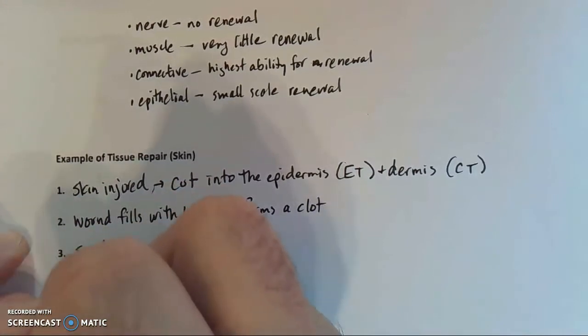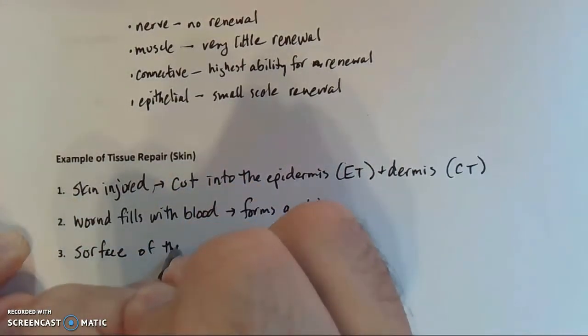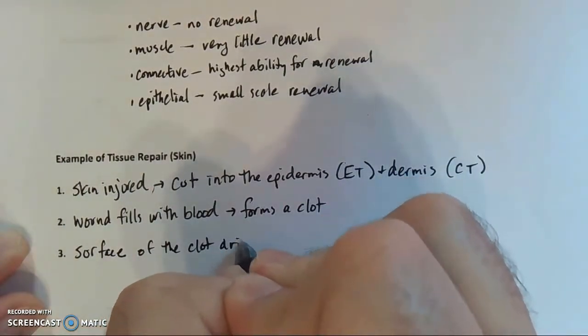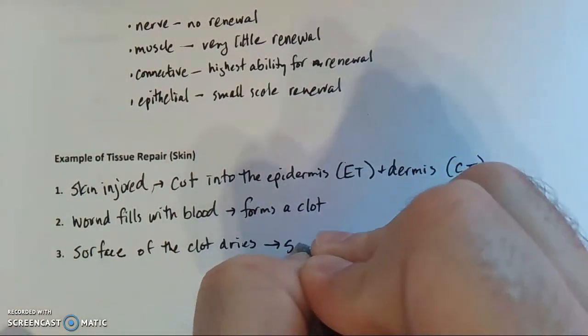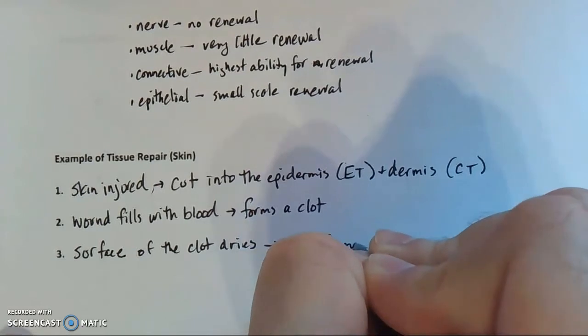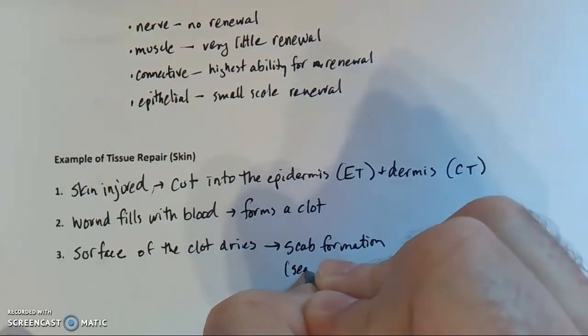So the next part is the surface of the clot dries. This is a very complex system of blood clotting, but it has to do with a lot of different steps, and it's like a chain reaction. This occurs, this occurs, this occurs, and it's all due to proteins being exposed to air and the protein shapes changing or denaturing based on exposure, with a lot of different steps involved. So it's very complex, but we end up with a scab formation. And what that does is it seals the wound.